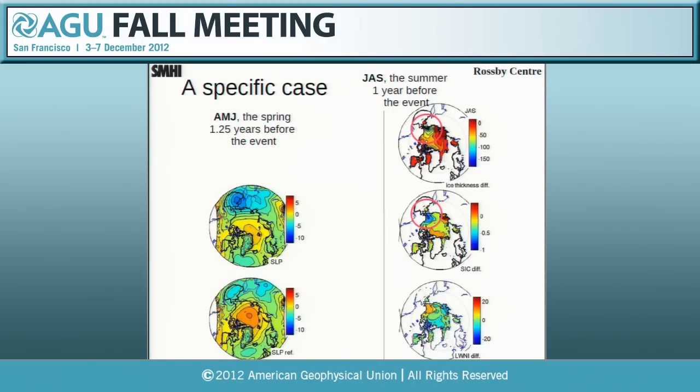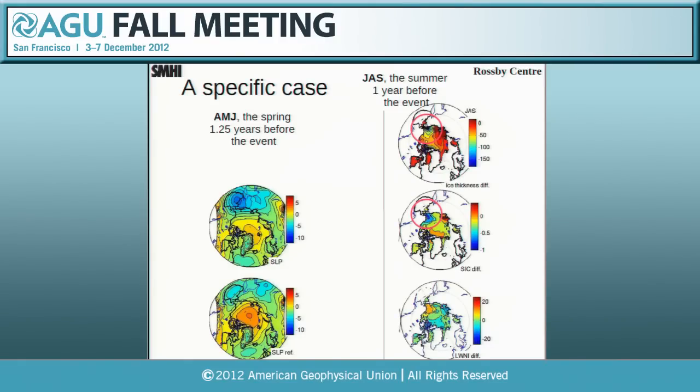Okay. So we're looking at specific cases also. And I also want to point you at this example. This is not the winter before, it's the spring before the event, so 1 year and 3 months before the actual summer event. We have a circulation situation which presses ice away from the Alaska coast towards the Russian coast, which leads to an ice opening of Alaska, which then during the following summer can result in this open ice area here. And it's also reflected in the thickness.